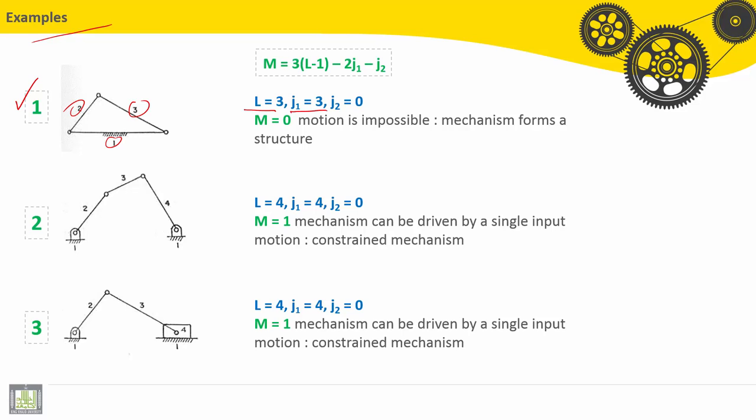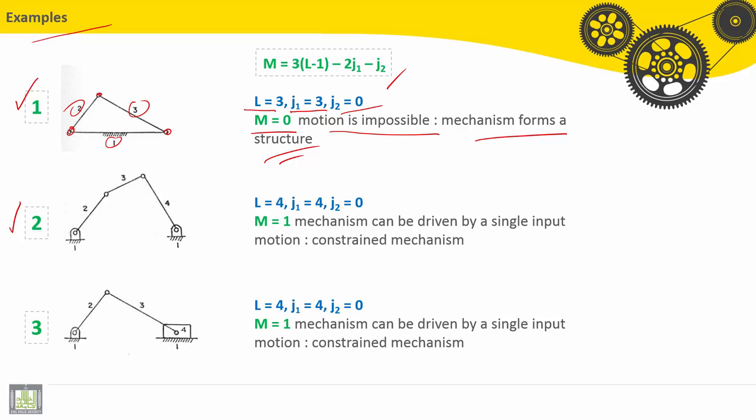J1 equal 3 also. It is the number of joints having 1 degree of freedom. First one, second one, then third one. And here we haven't a higher pair. So J2 equals 0. M, by using this formula, is equal 0. So motion for this mechanism is impossible. Mechanism forms a structure.